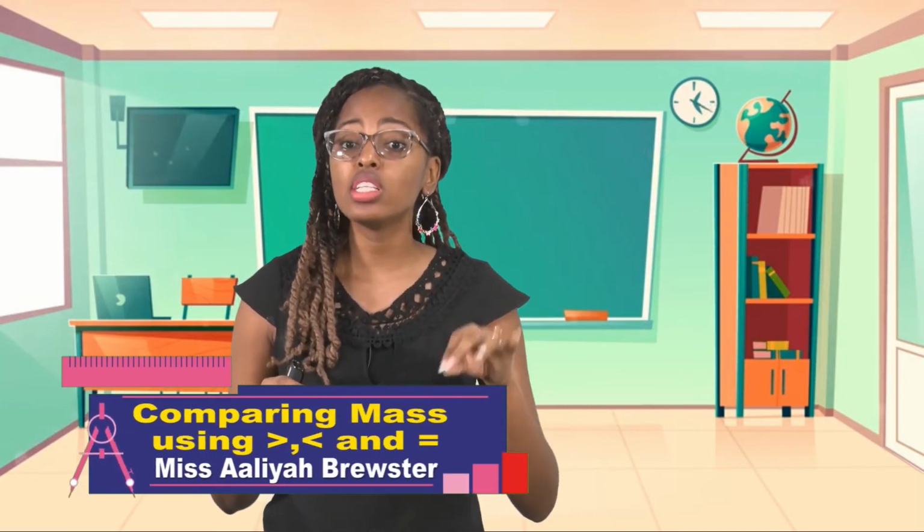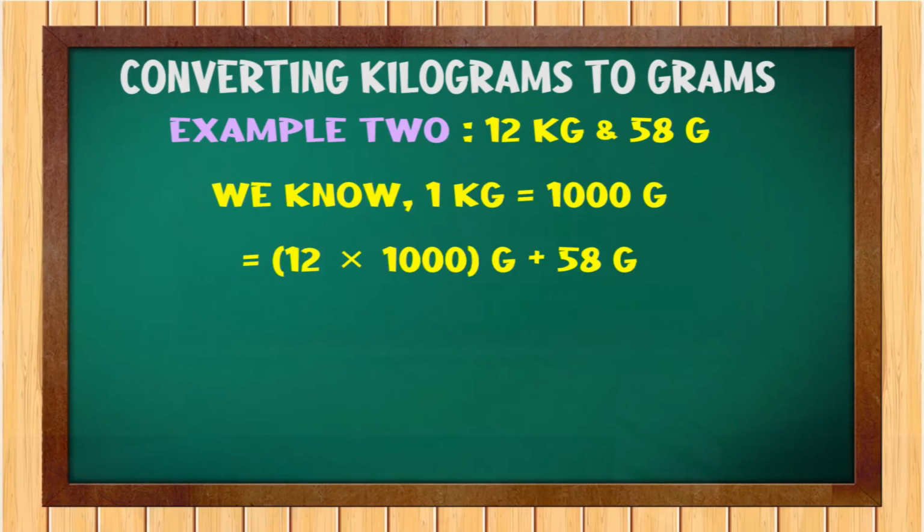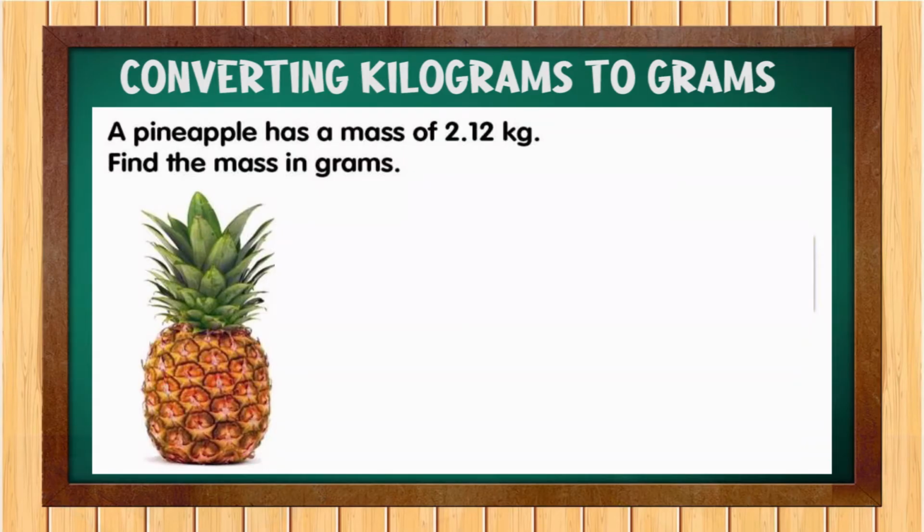We're going to convert 12 kilograms into grams. To do this, we multiply 12 by 1,000. That would give us 12,000 grams. To that, we add 58 grams. Therefore, 12 kilograms and 58 grams is equivalent to 12,058 grams.